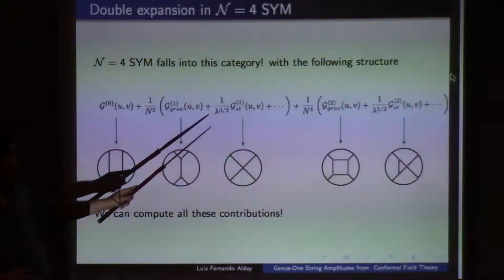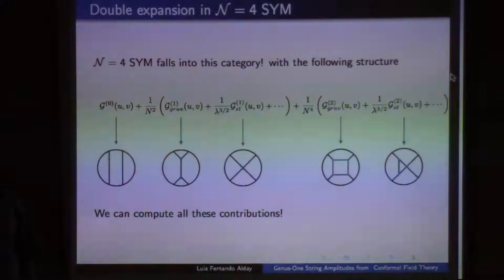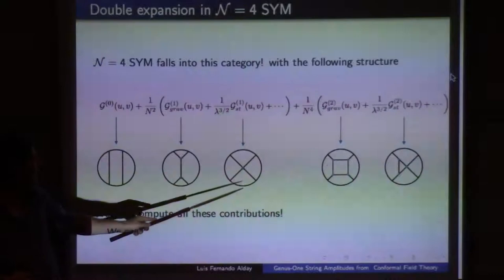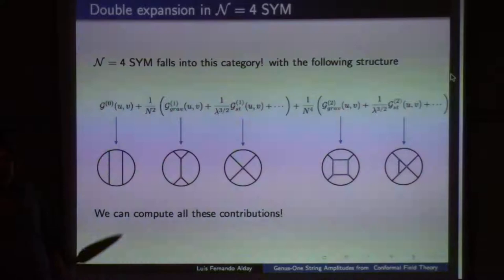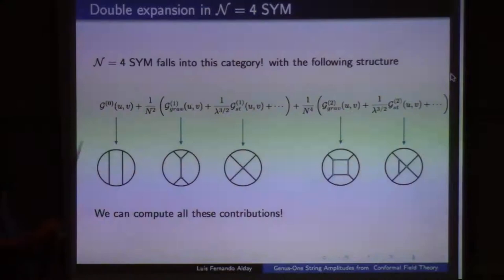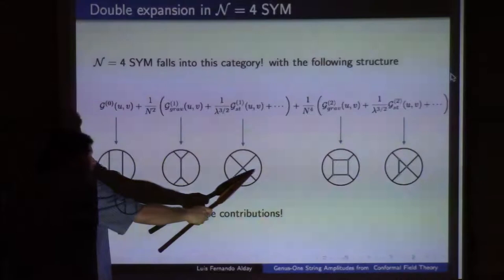Then the first 1/λ^(3/2) solution, which is the leading 1/λ correction to the supergravity result, corresponds to the first truncated solution. The second corresponds to the other truncated solutions, and so on. So in N=4 super Yang-Mills, the 1/N and 1/λ expansion precisely organizes us between this and this tower of truncated solutions.